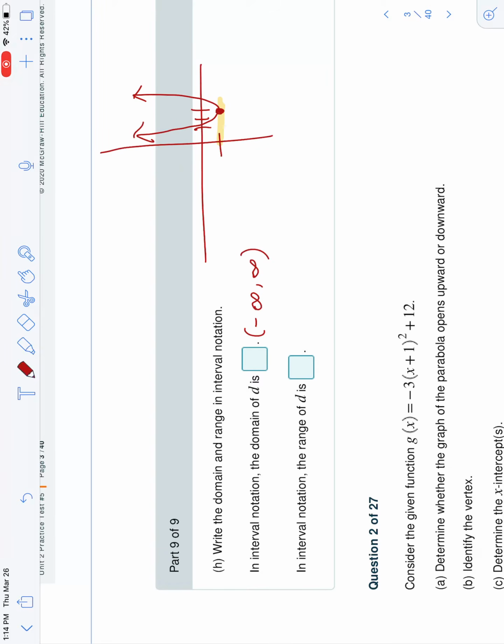But remember, the range, we have to be careful. How low does this graph go? The lowest point of this graph is -1, right? But we do have a point at -1, so make sure you draw a square bracket. And notice this graph goes up forever, right? Therefore, the other side is going to be positive infinity. So that's how you can tell the domain and range of this function. Now we're done with that.